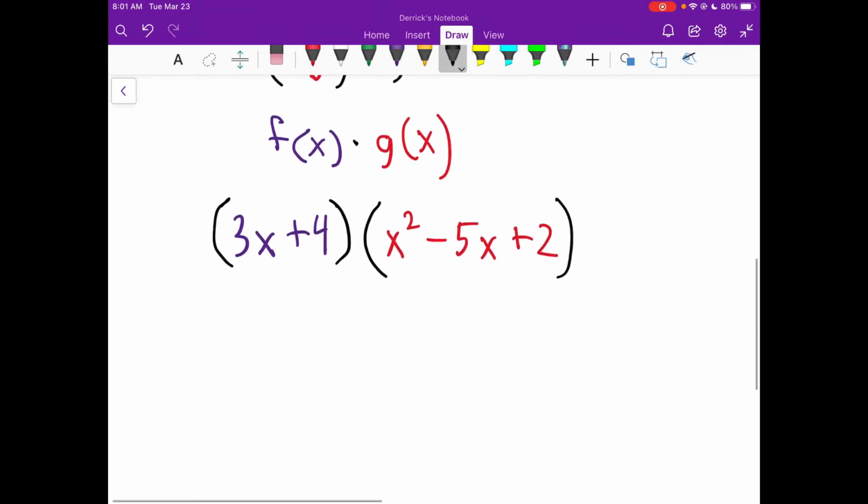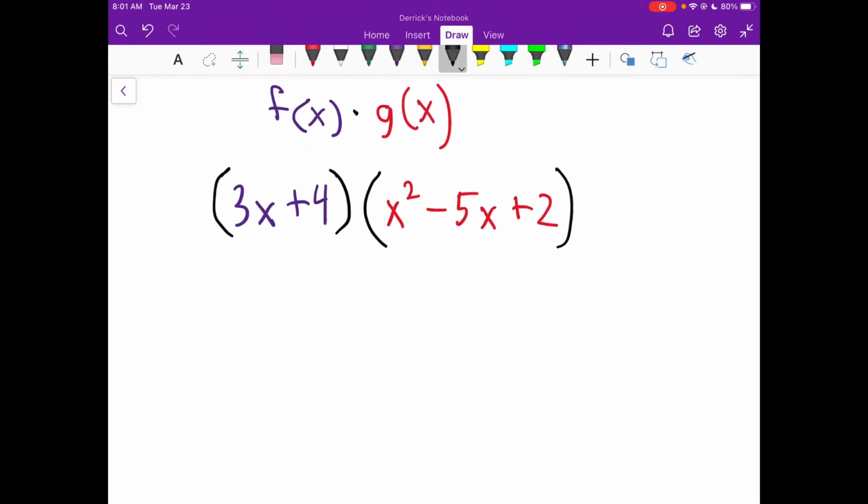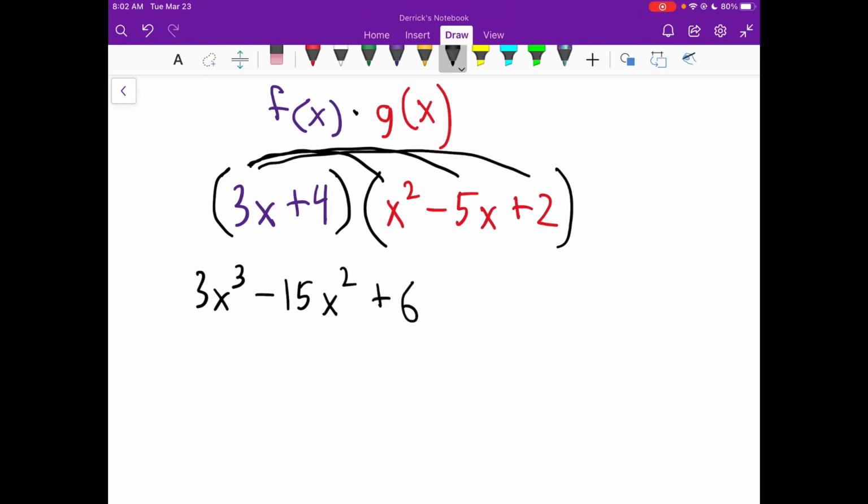So basically what we're looking at here is a double distributive property, right? I need to take 3x and I need to distribute it to everything in the g of x function, the second parentheses, and then I'm going to need to do the same thing with 4. So 3x times x squared would be 3x to the third. 3x times negative 5x would be negative 15x squared. 3 times negative 5 is negative 15. x times x is x squared. 3x times 2 would be 6x. 3 times 2 is 6, right?